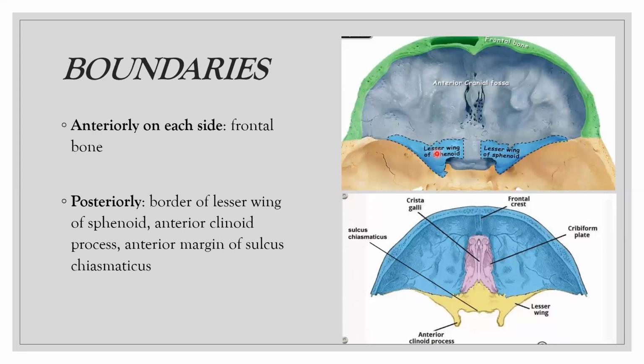And also, when you look at the lesser wing of sphenoid, you can see some tooth-like projections, one here, one on the other side. This is called the anterior clinoid process. It's more conspicuous in this diagram. So this is the lesser wing of sphenoid, and this is the anterior clinoid process. Also, there's a sulcus found between the two anterior clinoid processes. This sulcus here, where my pointer is, is called the sulcus chiasmaticus, which is closely related to the crossing of the optic nerves, the optic chiasma.